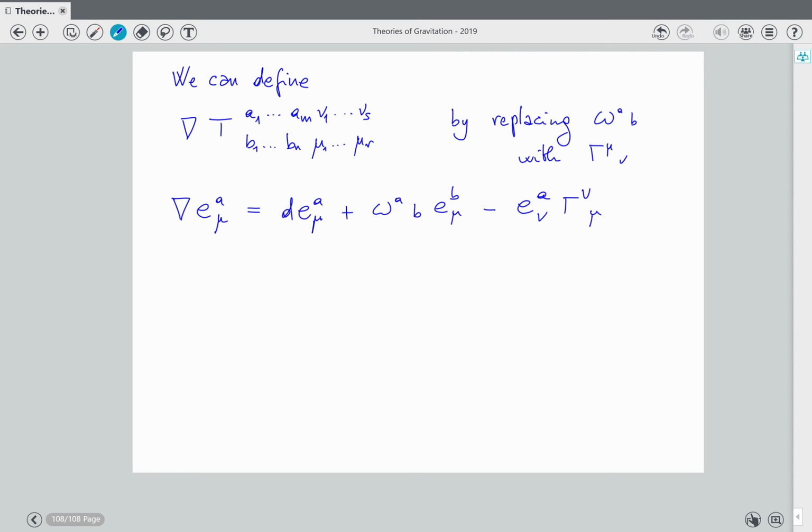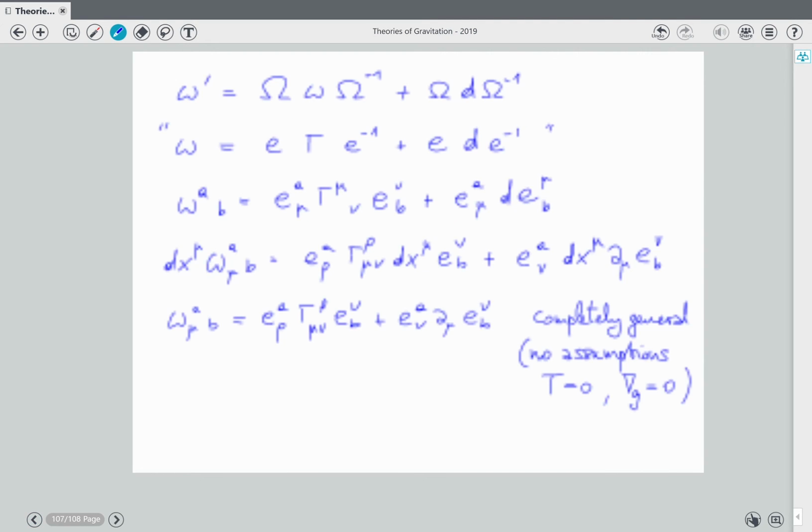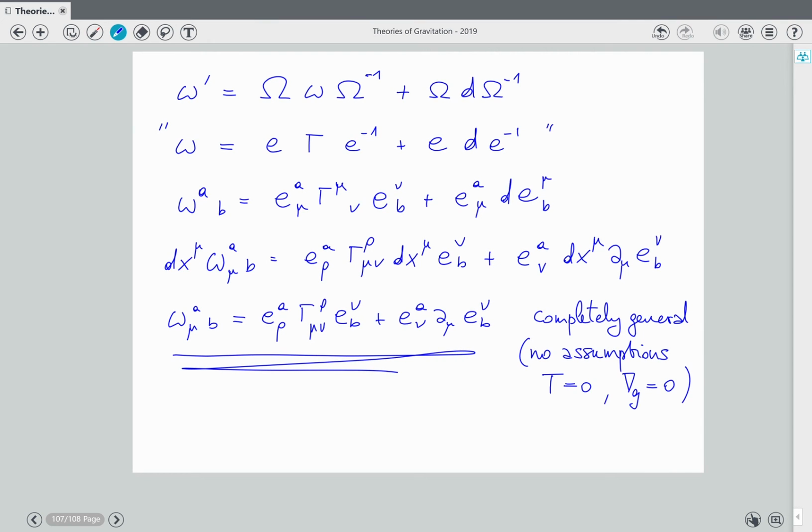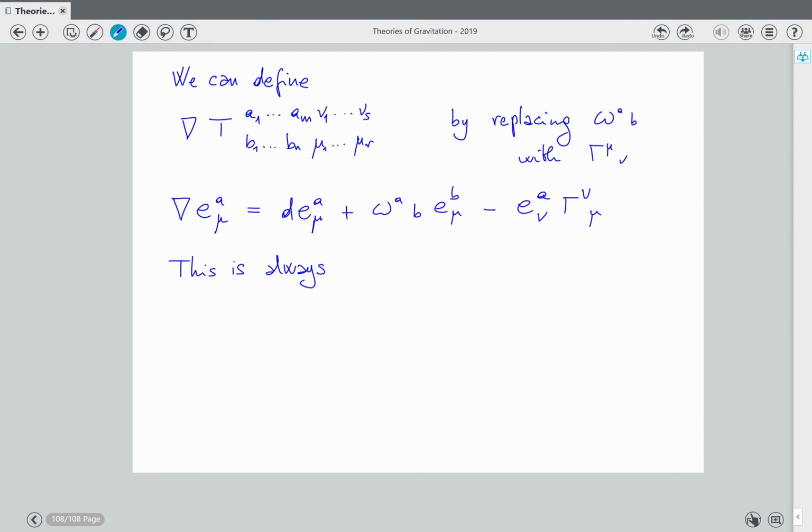Now I want to show you that this is identically 0 with no assumption whatsoever. This is always 0. The covariant derivative of the field binding is always 0. It's not like the covariant derivative of the metric, which is 0 only if you have metric compatibility. This is always 0 because it is just the change of basis that we found earlier. It's just a rewriting of that. Always 0. So this is important.